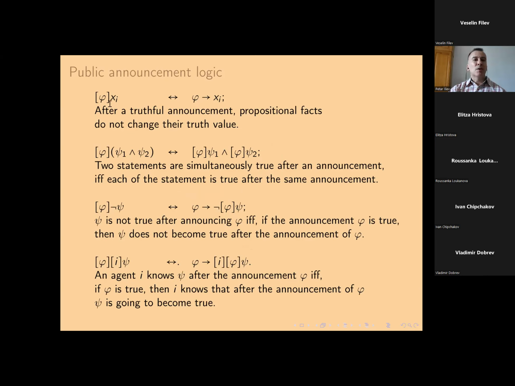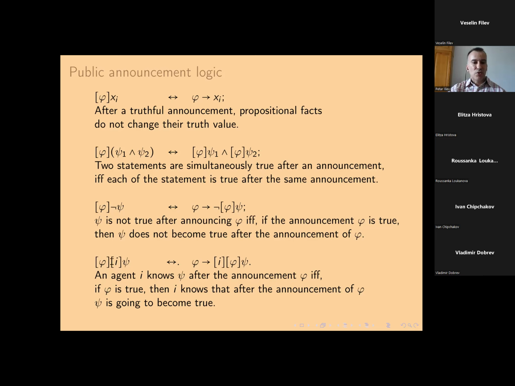Intuitively, these are the rules that give you equivalent formulae. If you have that after the public announcement of phi, xi is true, then basically this means that after a truthful announcement, propositional functions do not change their truth value. Then you have that two statements are simultaneously true after an announcement if and only if each of the statements is true after the same announcement. And then you have that psi is not true after announcing phi if and only if, if the announcement of phi is true, then psi does not become true after the announcement of phi.